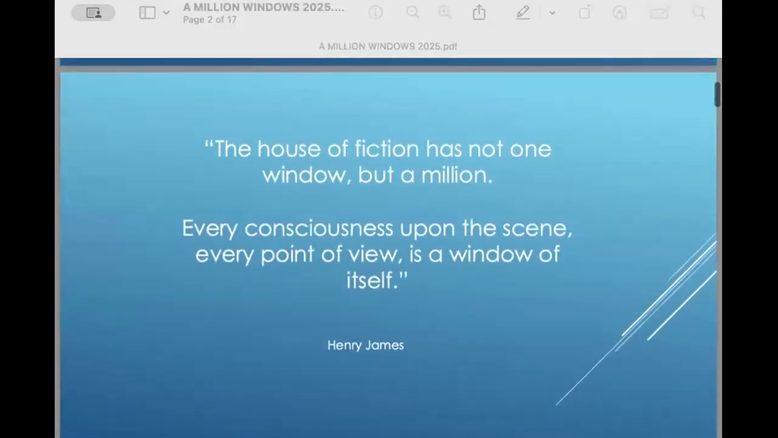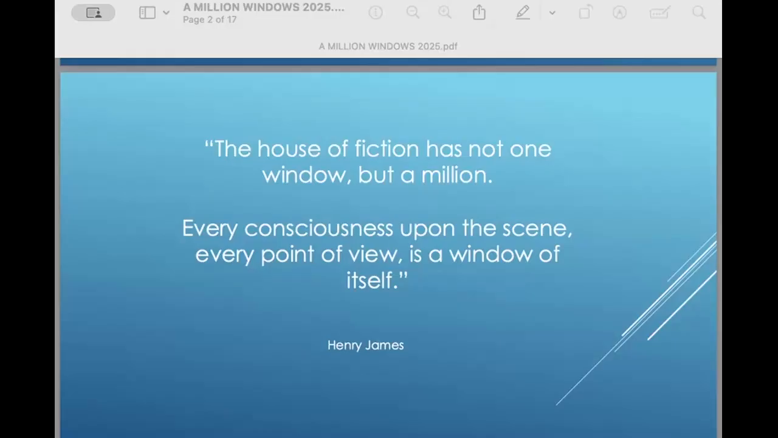So I got the title from a quote from Henry James. He says, "The house of fiction has not one window, but a million. Every consciousness upon the scene, every point of view is a window of itself." I like this quote because it really captures how viewpoint shapes, opens, or limits the story a reader experiences. So for novelists, it reminds us that each narrative perspective is really a unique window into the fictional world that we're creating.